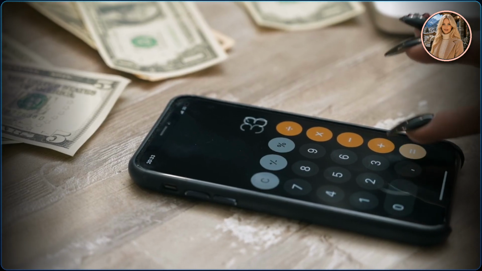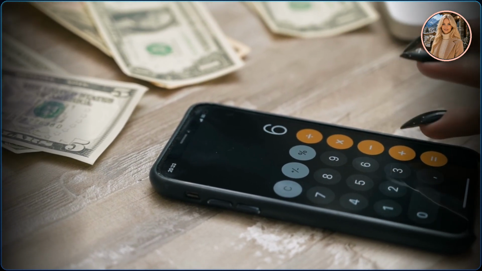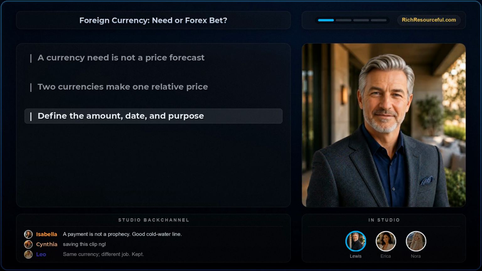There are also middle cases. A freelancer paid in another currency, a student paying an overseas bill, or a company buying inventory may have real exchange exposure without becoming a Forex trader. The useful question isn't whether foreign currency is sophisticated. It's whether a change in the rate could disrupt a payment, margin, budget, or cash flow plan. And a chart doesn't know your invoice date. It's remarkably indifferent that way.